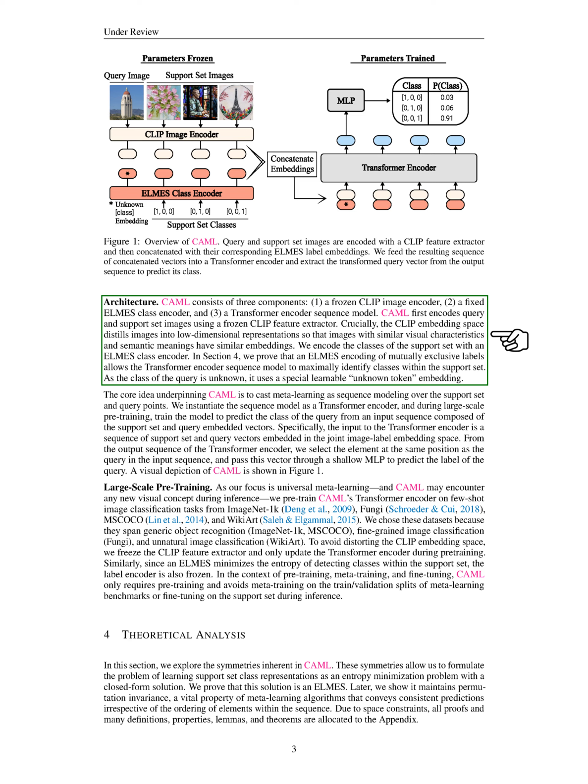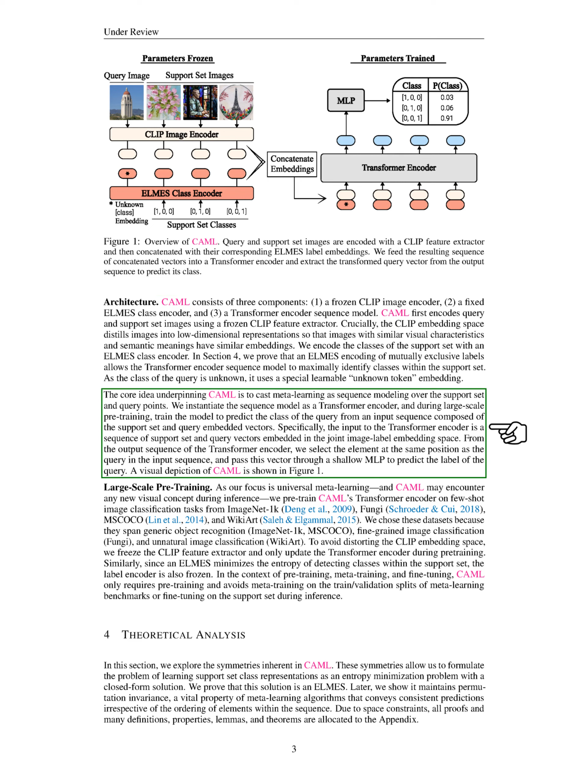Our model, which we call CAML, is made up of three parts: a frozen CLIP image encoder, a fixed ELMES class encoder, and a transformer encoder sequence model. The CLIP image encoder is used to encode the query and support set images. The CLIP embedding space simplifies images into low-dimensional representations, allowing images with similar visual characteristics and semantic meanings to have similar embeddings. The ELMES class encoder is used to encode the classes of the support set. We have proven that an ELMES encoding of mutually exclusive labels allows the transformer encoder sequence model to best identify classes within the support set.